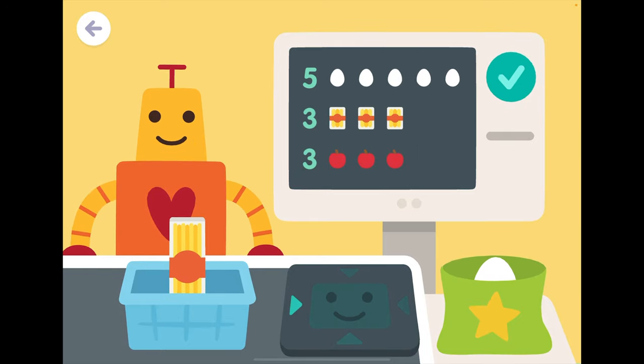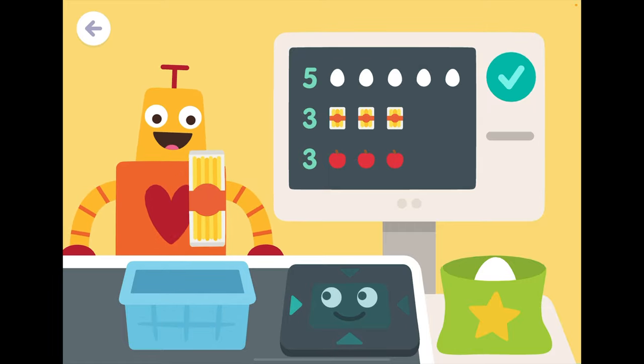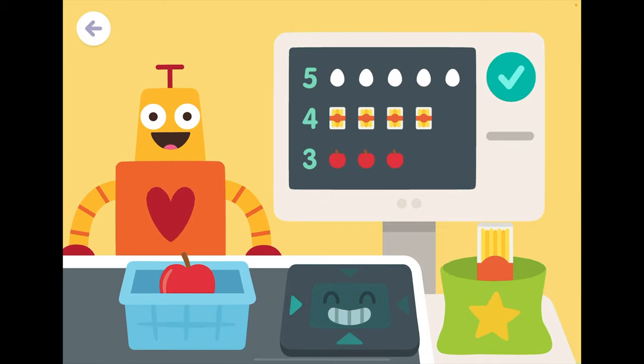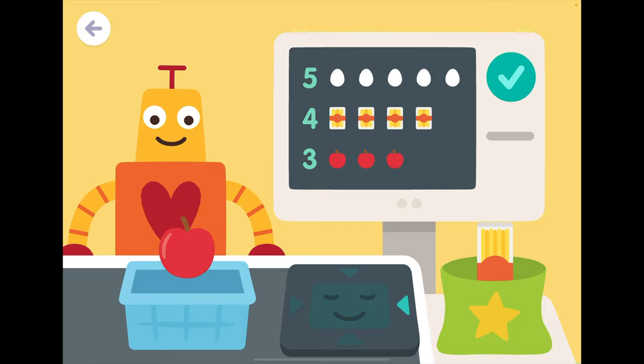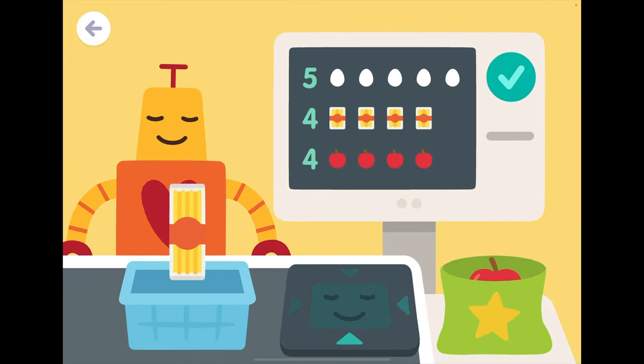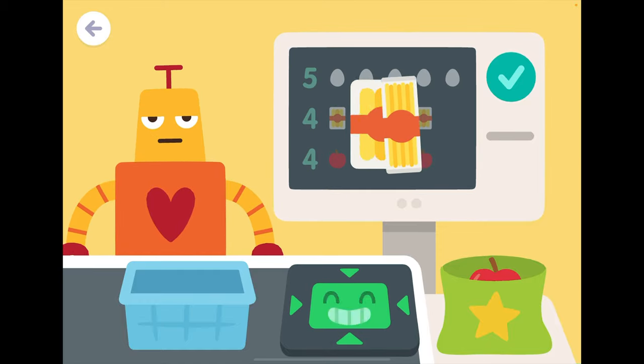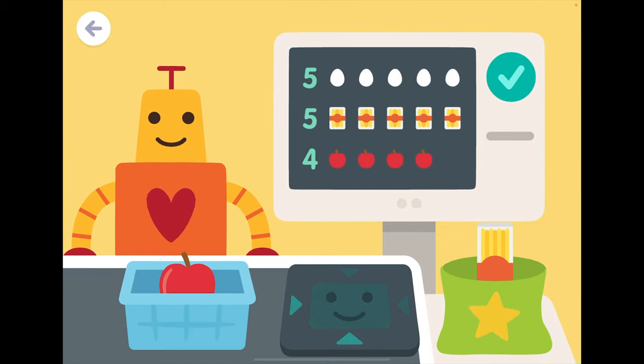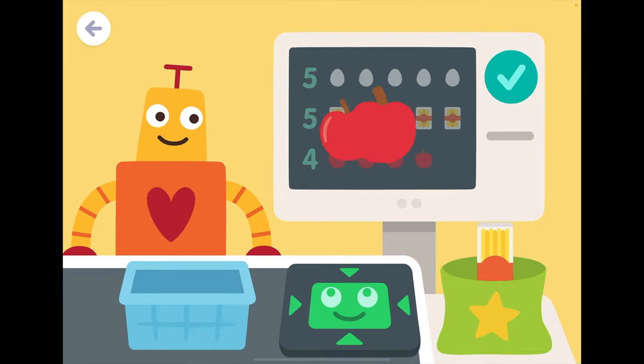Ooh, we have three spaghettis. Three packages of spaghetti, and we're going to add one more. Three plus one is four. For apples, we have three. We're going to add one more. Three plus one is four. Four plus one is five. And four plus one is five.